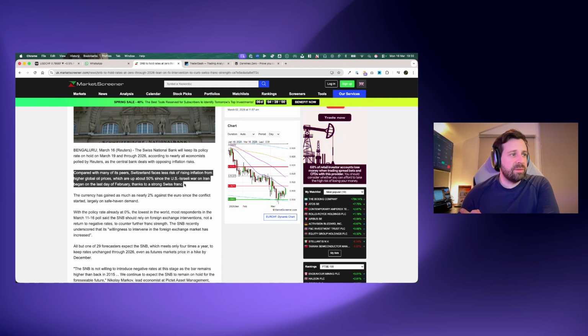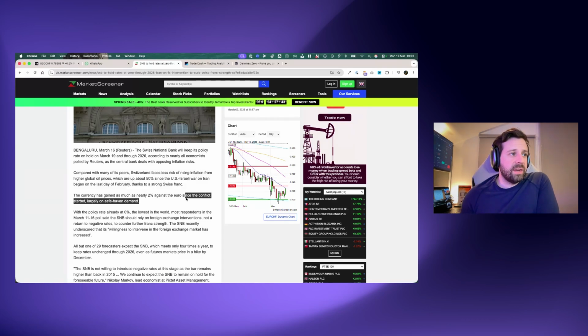So compared with many of its peers, Switzerland faces less risk of rising inflation from higher global oil prices, which are up about 50% since the US-Israeli war on Iran began on the last day of February, thanks to a strong Swiss franc. The currency has gained as much as 2% against the euro since the conflict started, largely on safe haven demand.